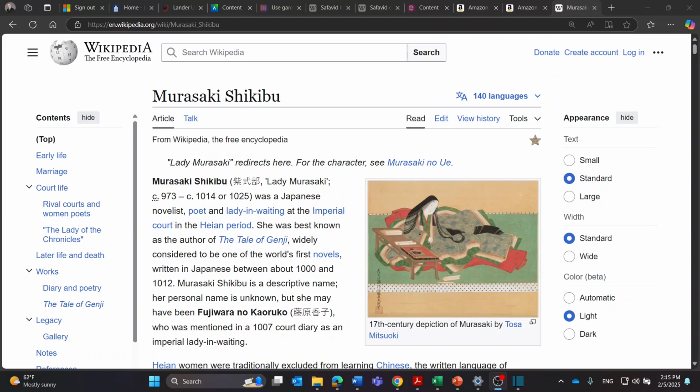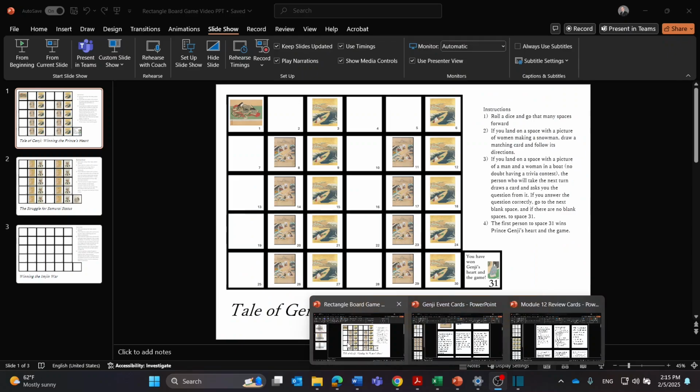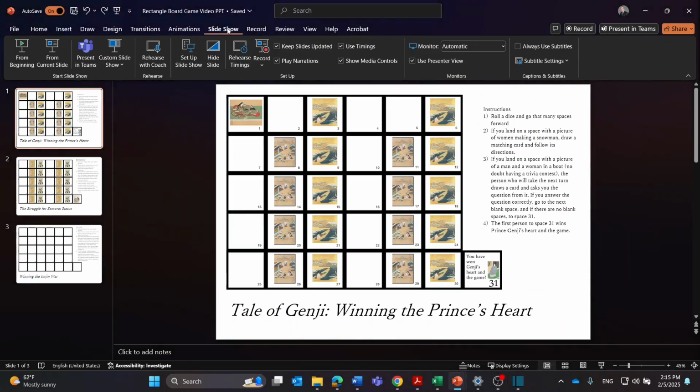In preparation, this was something we did in a discussion section. Students would have completed a study guide and so would have some basic knowledge of this time period and of Japan. The idea is I want to use a board game to help them review that material, but also learn a little bit more about the time period. So let's start with the board.